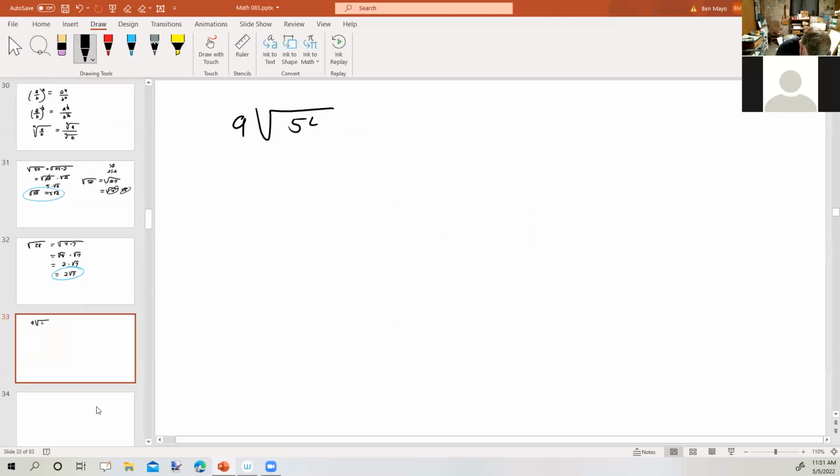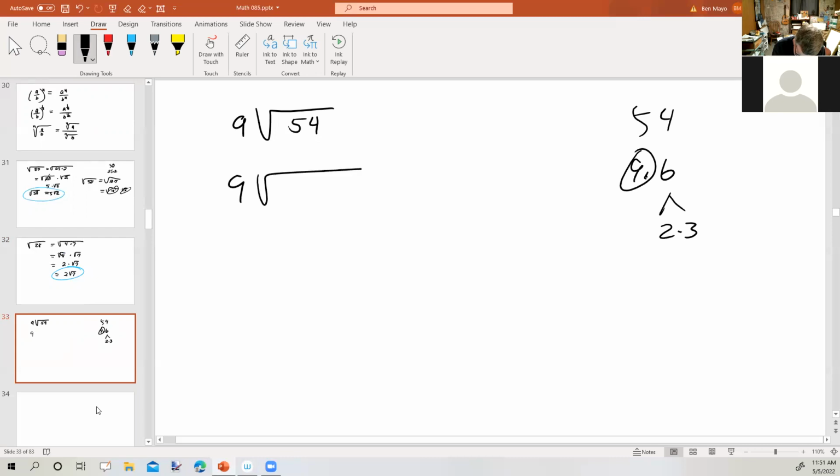How about this one? 9 square roots of 54. So the 9 is being multiplied by the radical. It's outside. We don't have to do anything with it. But 54 is 9 times 6. 9 is a perfect square. 6 is 2 times 3. So that isn't going to get us anywhere.